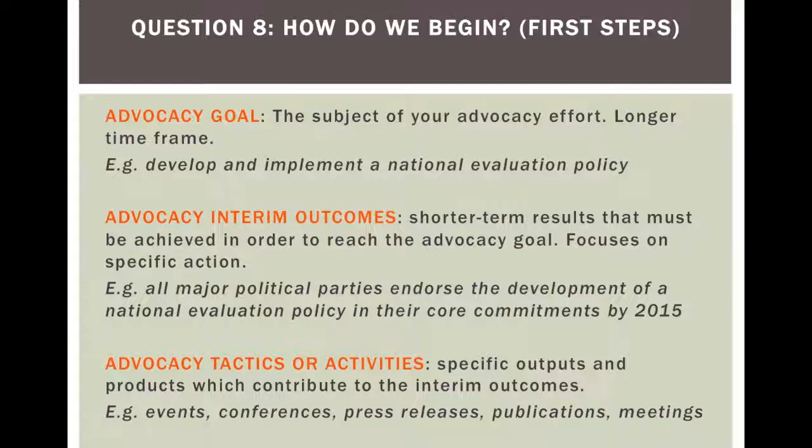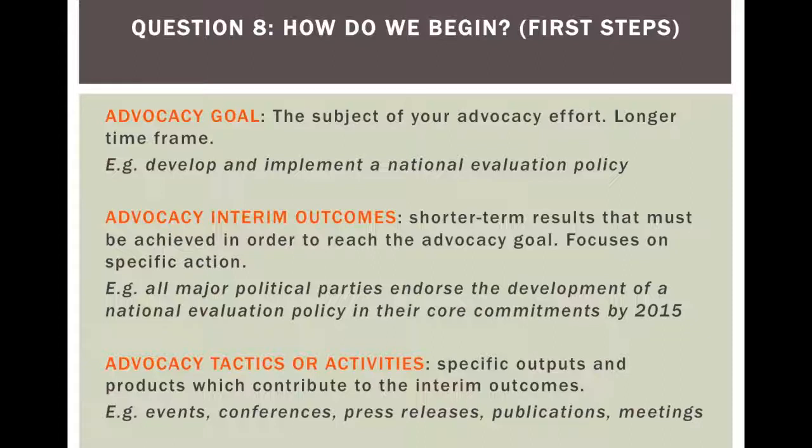Advocacy interim outcomes are shorter term results that must be achieved in order to reach the advocacy goal. Generally, the time frame for an advocacy interim outcome will be 1 to 3 years. It must focus on a specific action that the organization can take. For example, an advocacy interim outcome can state all major political parties endorse the development of a national evaluation policy in their core commitments by 2015. Advocacy strategies usually have multiple interim outcomes that are achieved on the way to that goal.